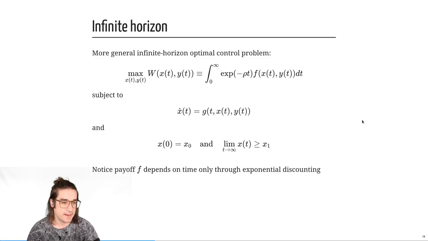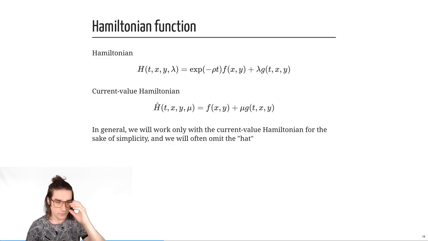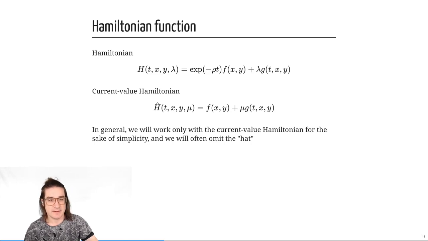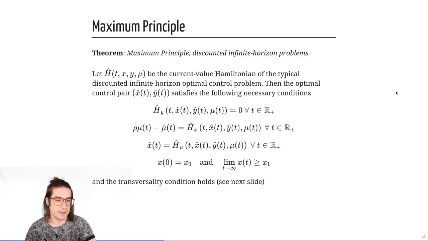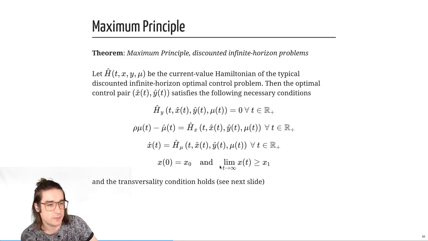Okay, and now we define these Hamiltonians, right? The regular Hamiltonian, and the current value Hamiltonian, which I'm just going to use and, confusingly, drop the hat and call it H. Okay, and then we're good. And then we have this maximum principle. I changed the blurb on here too. So we have this maximum principle.